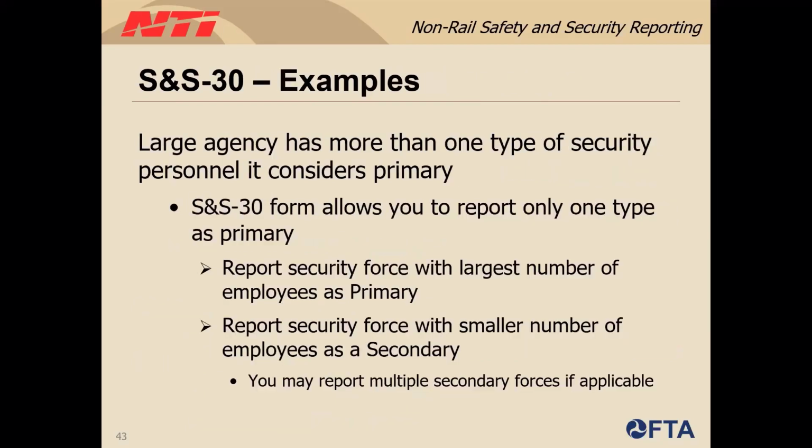NTD allows for only 1 primary personnel type. If your agency has more than 1 type of security personnel it considers its primary, report the security force with the largest number of personnel as the primary and the smaller force as the secondary.